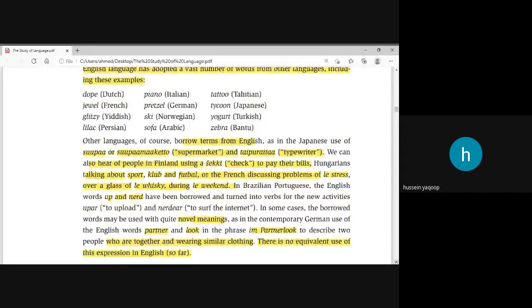Other languages, of course, borrow terms from English. Here we have a long list of languages that borrow English words. We have Japanese, Brazilian Portuguese, a number actually of German as well, and French as well, those who borrowed some particular words from English.